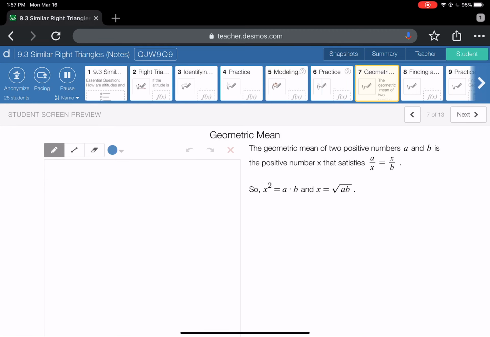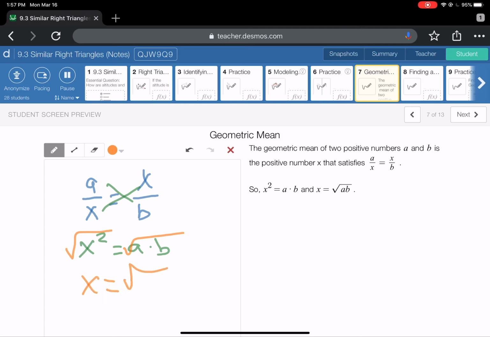The geometric mean of two positive numbers a and b is the positive number x that satisfies the equation a over x is equal to x over b. Now, in order to solve for x, if we cross multiply, we get x squared is equal to a times b. We could continue to solve this by taking the square root of both sides and getting x is equal to the square root of a times b. But we're going to keep this equation as our geometric mean because we're going to be applying that one to our geometric figures.